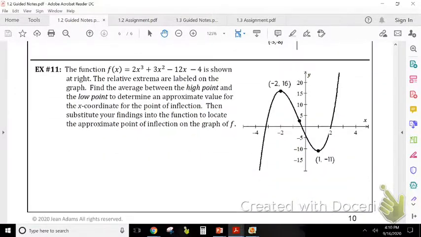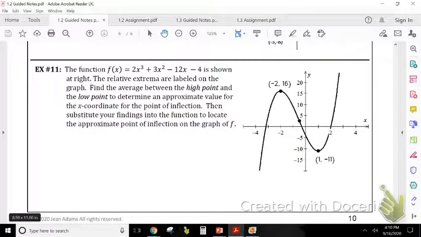And then on example 11, it says the function f of x equals 2x cubed plus 3x squared minus 12x minus 4 is shown at the right. The relative extrema are labeled on the graph. Find the average between the high point and the low point to determine an approximate value for the x-coordinate for the point of inflection. Then substitute your findings into the function to locate an approximate point of inflection on the graph of f.